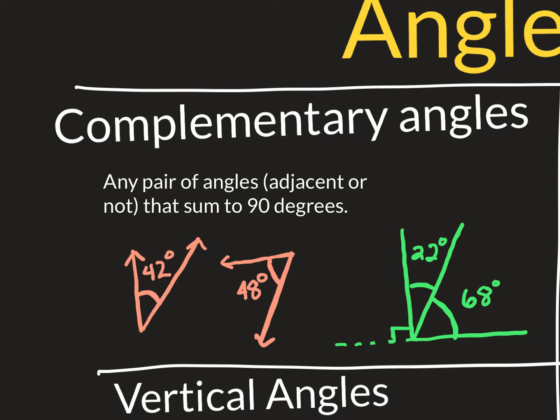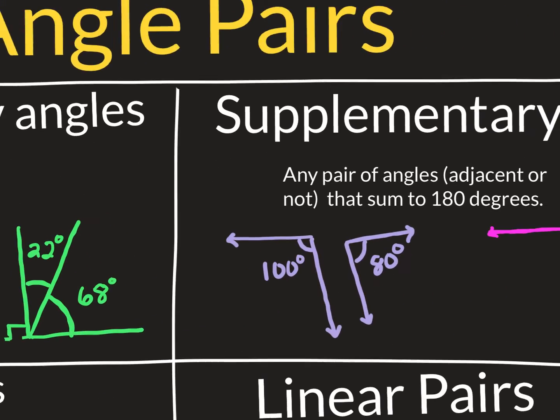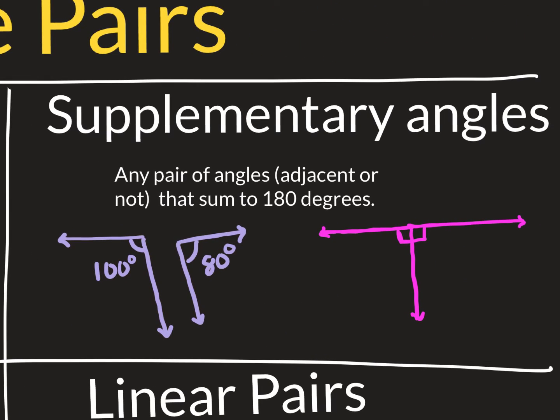Because 90 degrees is just like a handy thing that we end up using a lot, sometimes it's real helpful for us to know when you've got an angle here and an angle here that add up to that. So we just have a name for it. We call them complementary. Very similar to that, but not 90, but 180 are supplementary angles.